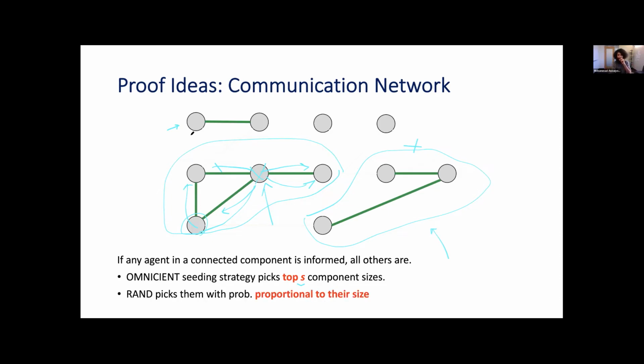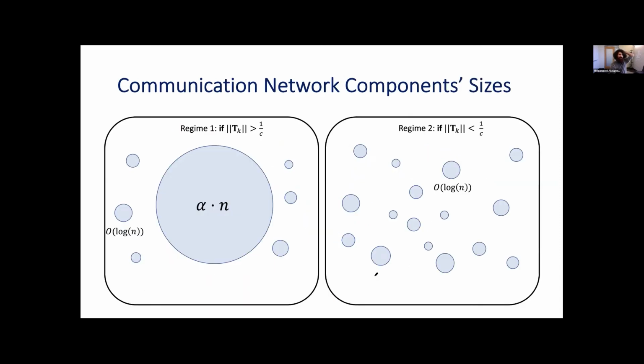Random, however, is going to hit each one of these components with probability proportional to their size. So if I give you the distribution of the sizes of the connected components of this communication network, we are done with the proof. For the omniscient, you just sum the top S. For random, you just take the expected proportional value. That's what these graph theorists did for us, which is this.